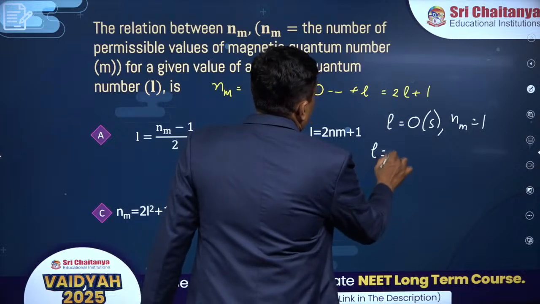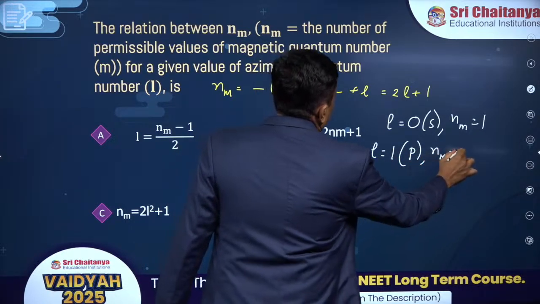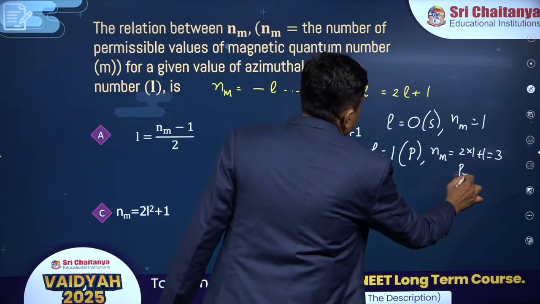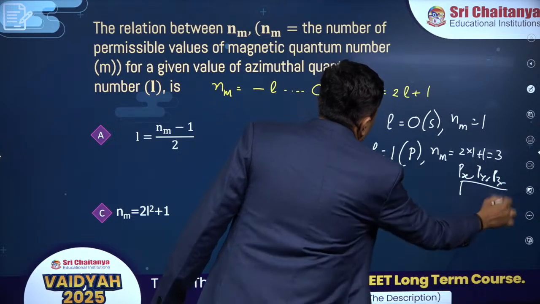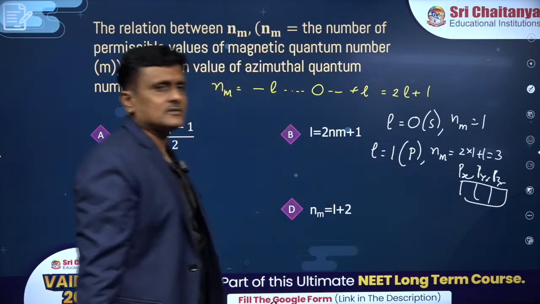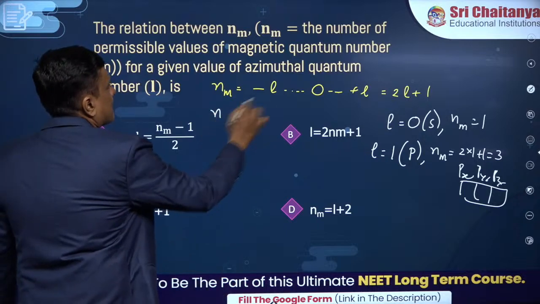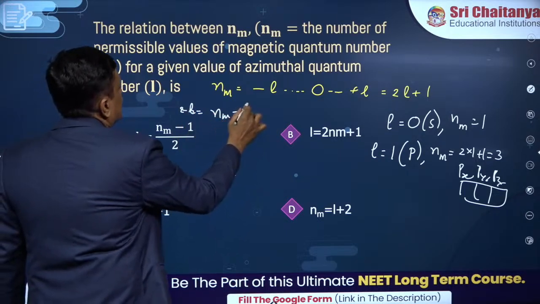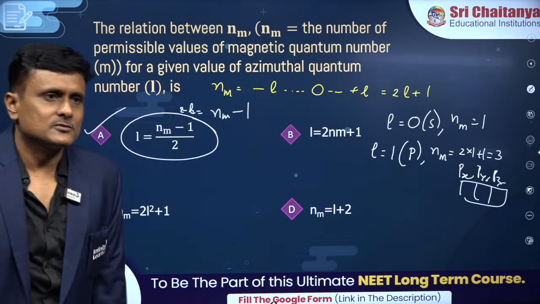When L equal to 1, p orbital, nm equal to 2 into 1 plus 1. There are 3 possible orientations, px, py and pz. That's why 3 orbitals you draw in p. Likewise you write. So the formula would be nm equal to 2L plus 1. So 2L equal to nm minus 1. So L equal to (nm minus 1) by 2.